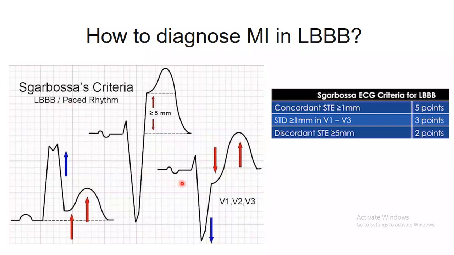In the same way, concordant ST segment depression in V1, 2 or 3 of more than 1 millimeter also denotes ischemia. That means the QRS complex is predominantly negative and is followed by ST segment depression like here. On the other hand, we just said that discordance is normal, but if it exceeds 5 millimeters, this is also abnormal and might denote ischemia.